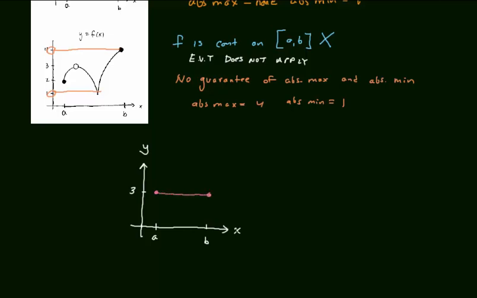Well, that certainly is continuous on a, b, so the extreme value theorem does apply, and then there is a guarantee. So what is the biggest value of this function f of x? Well, the biggest value is 3. What's the smallest value? The same, 3. The extreme value theorem is sound.